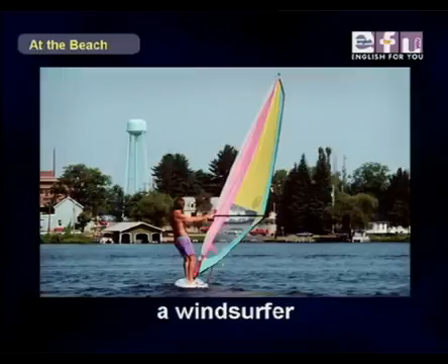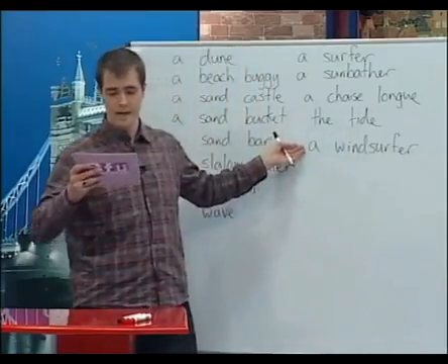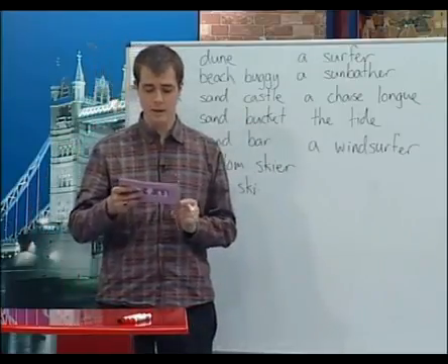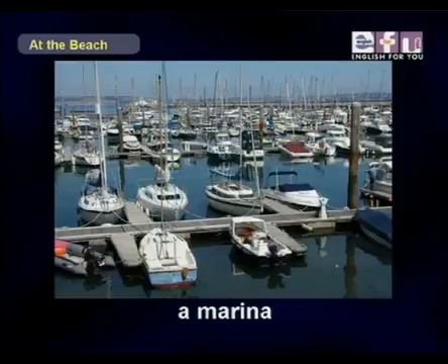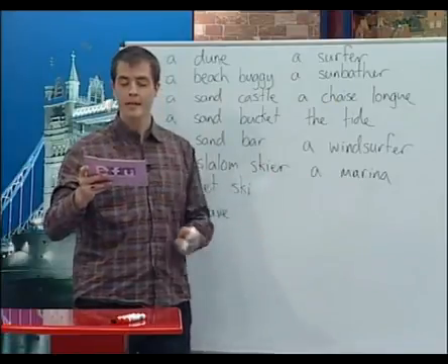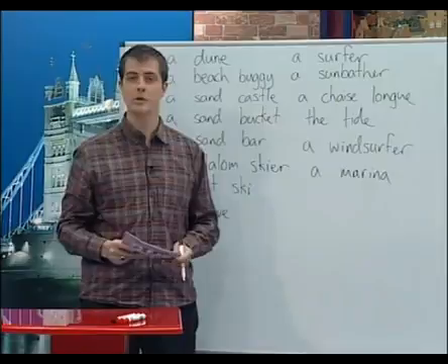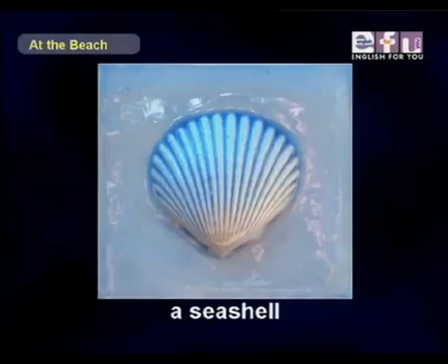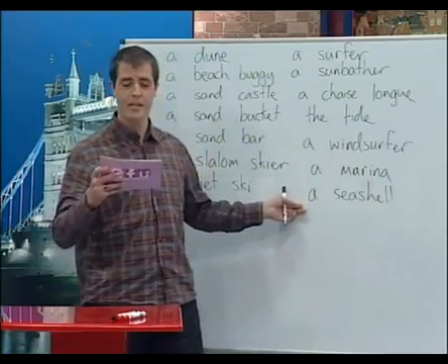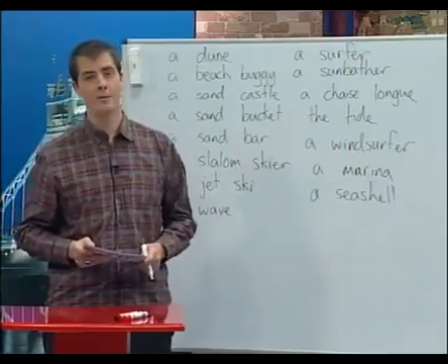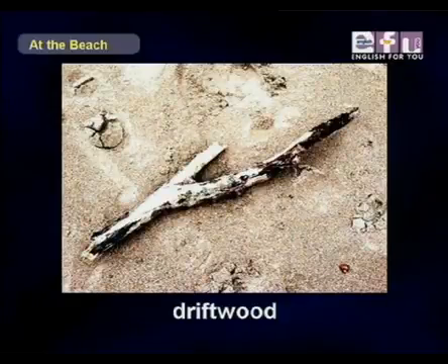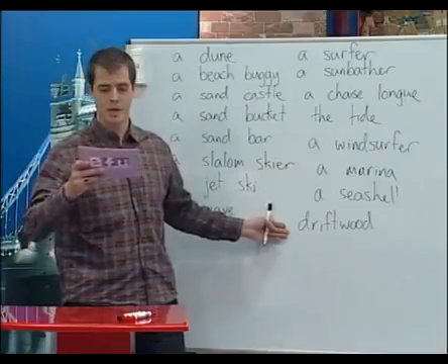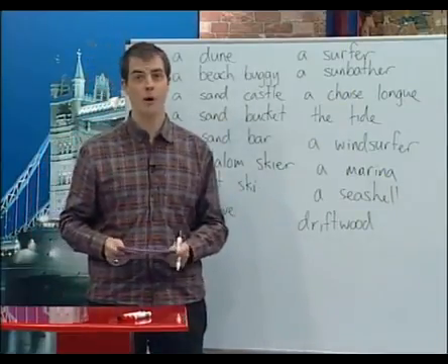A windsurfer. Now, a windsurfer is a person who sails across the water by standing on a board and holding on to a large sail. Next, we have a marina. A marina is a small area of water where people keep boats used for pleasure. A seashell. Now, a seashell is the shell of an animal which can be found on ocean beaches, and there are many different kinds of seashells. And lastly, we have driftwood. Driftwood is wood which is left on the seashore.